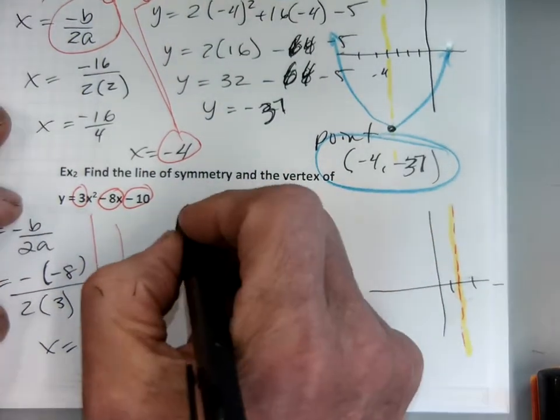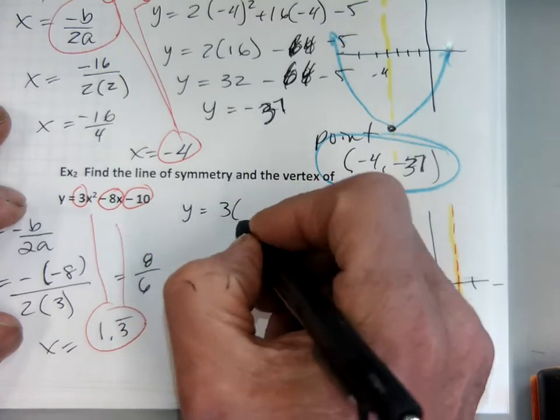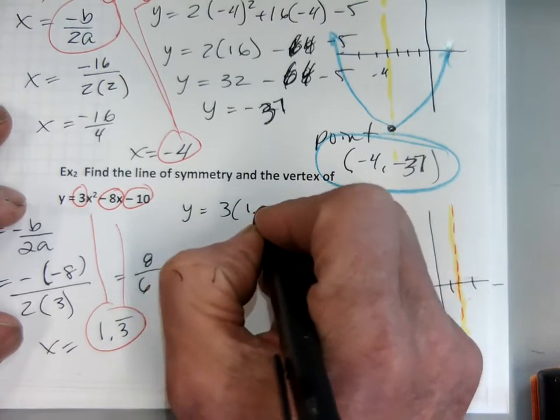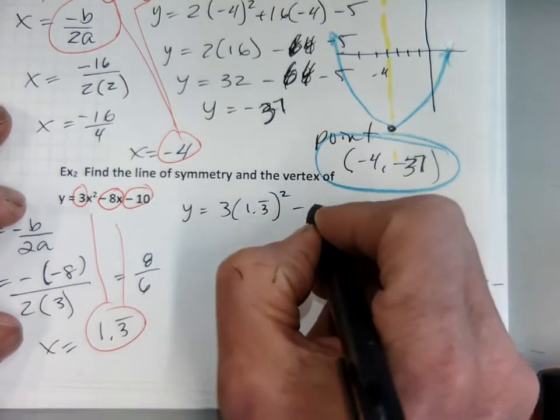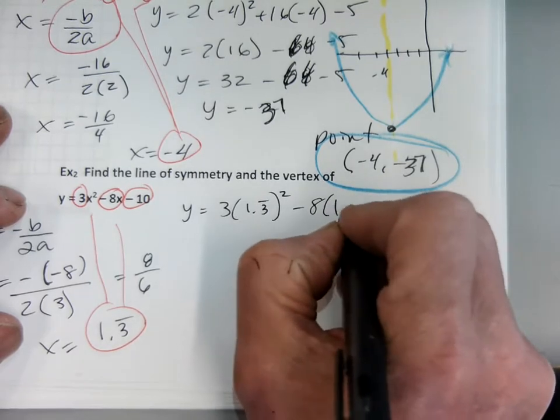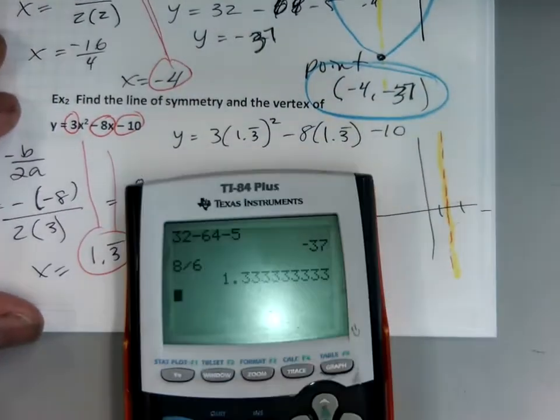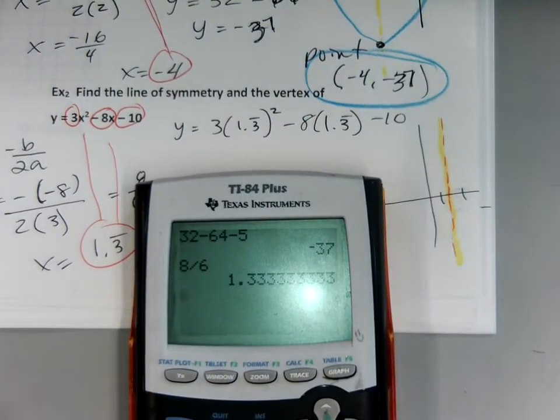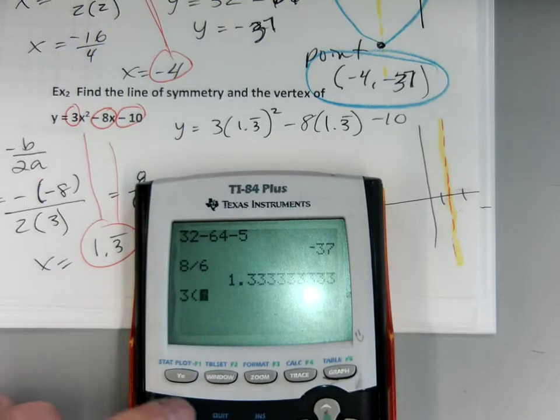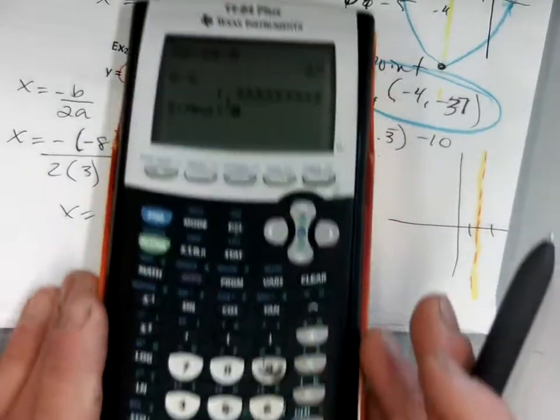So we'll go y equals 3 times 1 1/3, or 1.3 repeating, squared, minus 8 times 1.3 repeating, minus 10. And I'm going to show you how I can let my calculator do the work for me. Why not let the calculator do it? I'm going to go 3, parentheses, because that's what it is. Ooh, what just popped up there on my calculator? Answer. This is such a cool button.